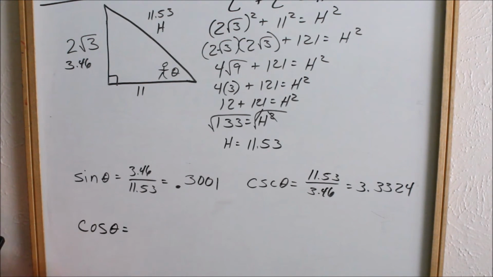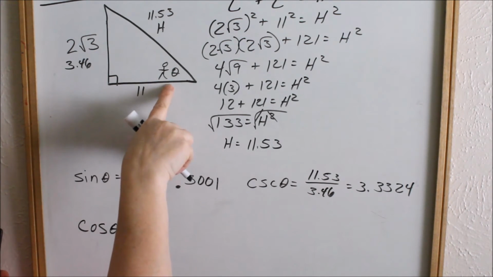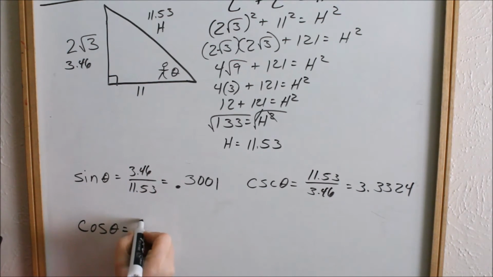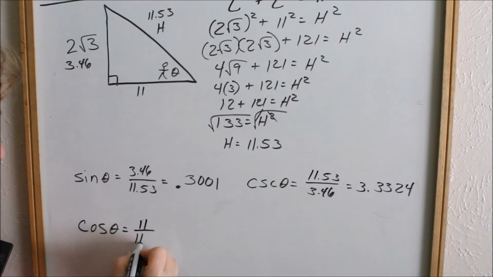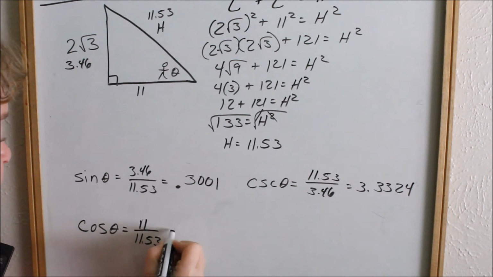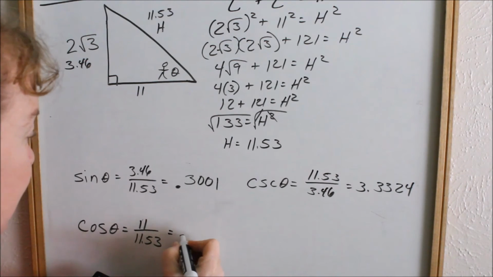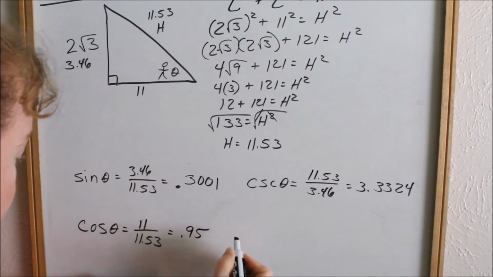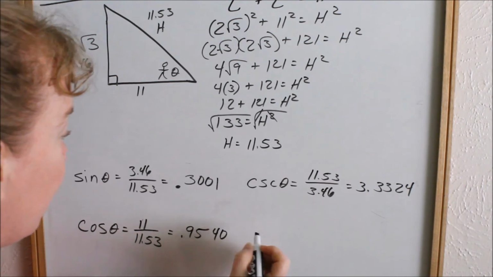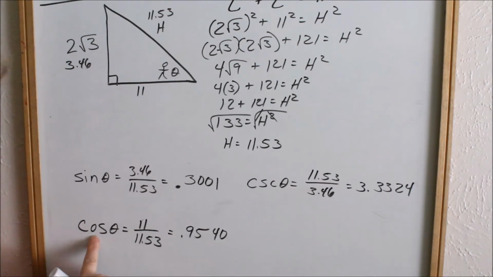Now I'm going to do cosine. Cosine theta, cosine is adjacent over hypotenuse. If I'm standing here, the side adjacent to me is 11. Hypotenuse still 11.53, hypotenuse doesn't change. So 11 divided by 11.53, 0.9540.